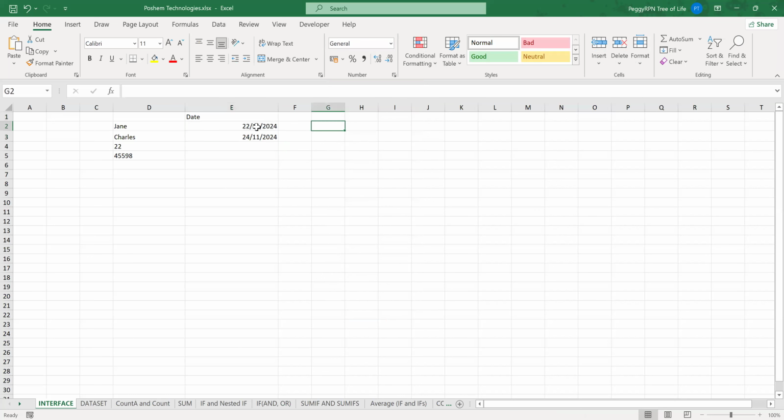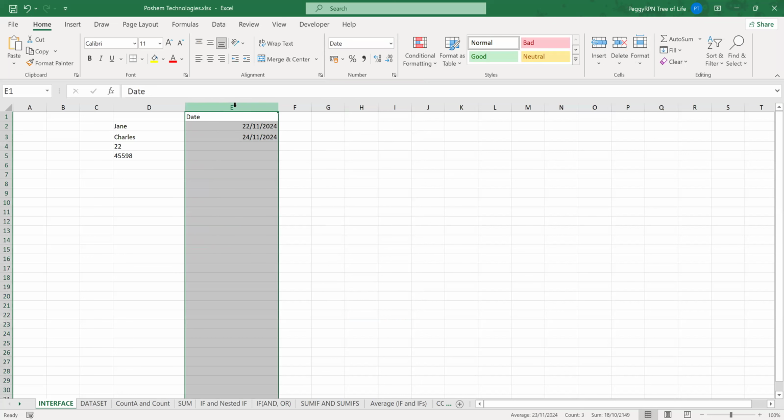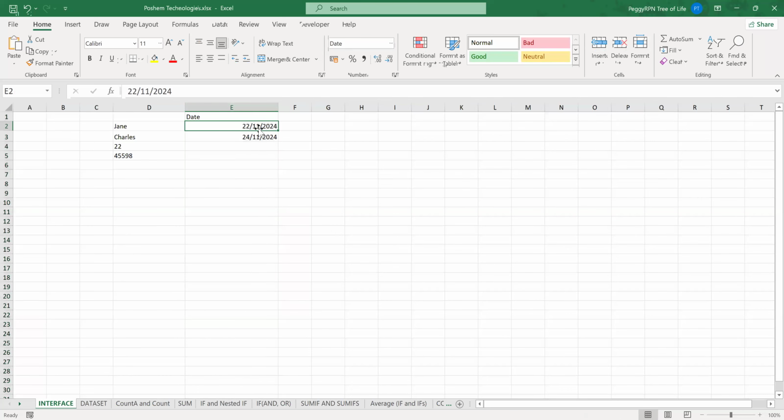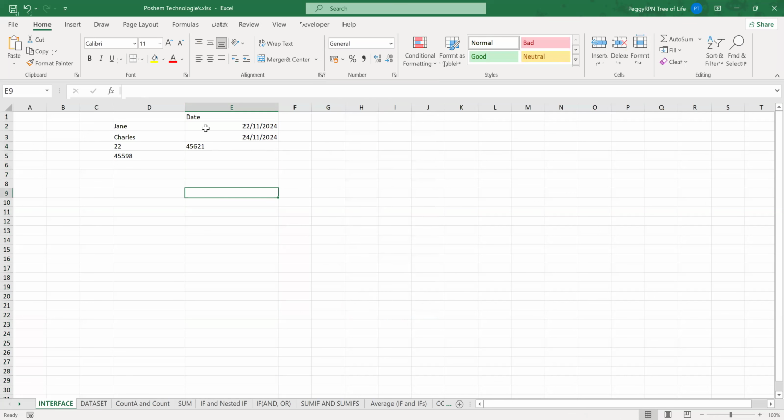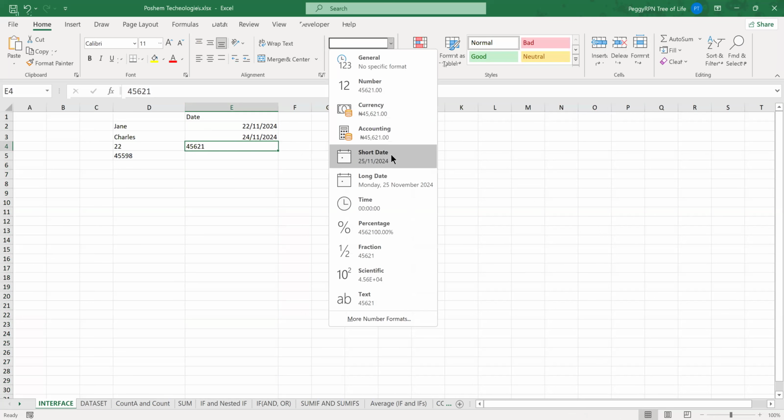So you always want to know how your data is formatted. And definitely every column must have the same format. You can have dates here, here, and here, then come here and have a text. No, it's not done. So now if I have 25, 11, 2024, and I have this one as text, definitely you will know that this is wrong. And how do you fix this? You just come here and make it a short date.